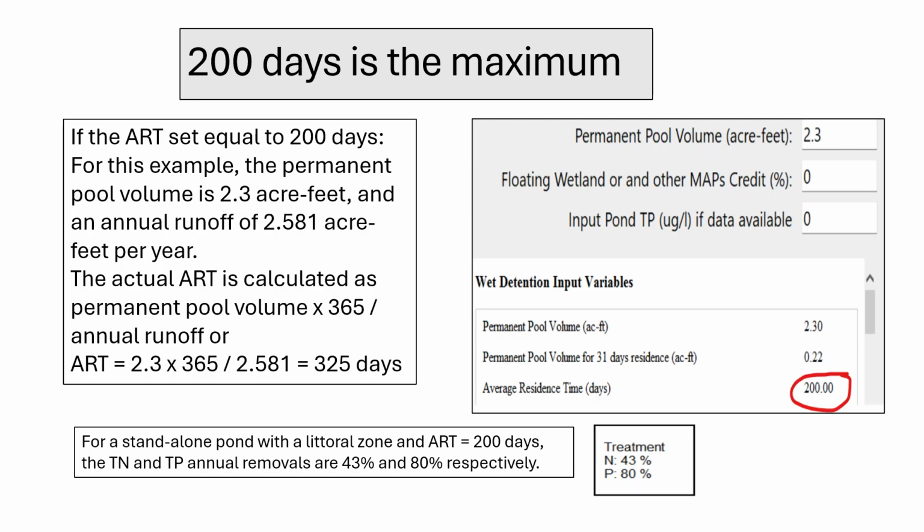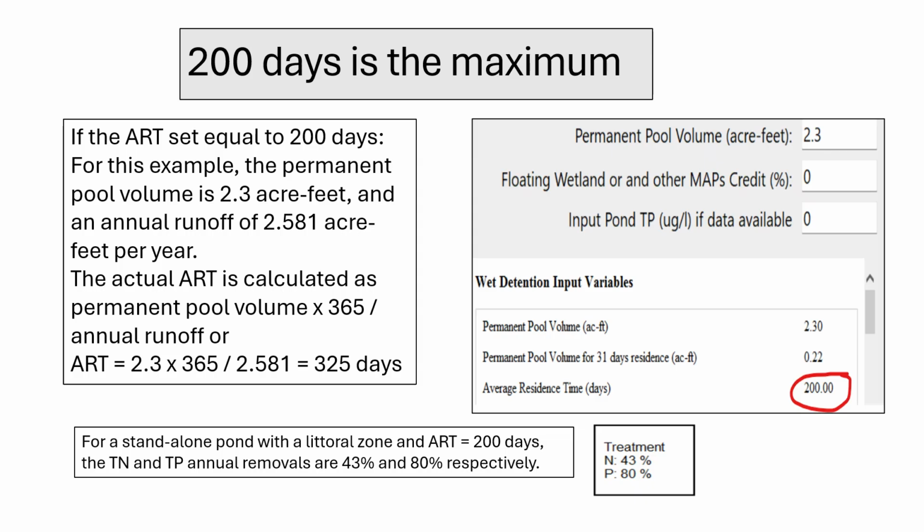For a standalone pond that includes a littoral zone and operates with an ART of 200 days, the annual removal percentages for total nitrogen, or TN, are typically 43%, and for total phosphorus, or TP, they are 80%. These values are rounded to the nearest percentage.